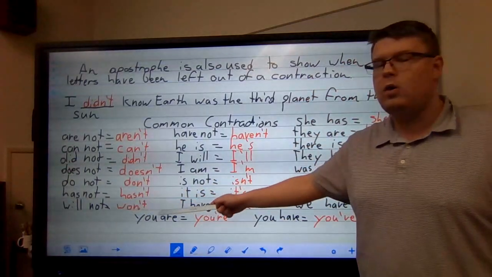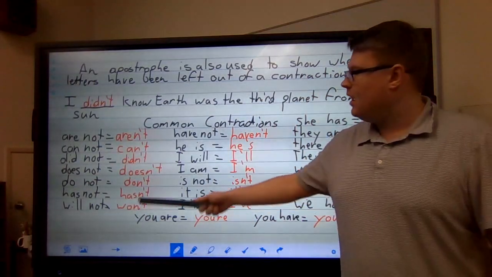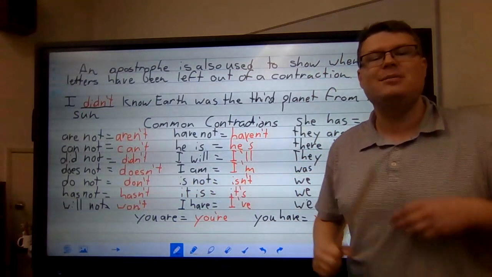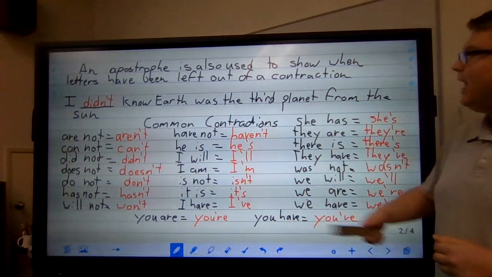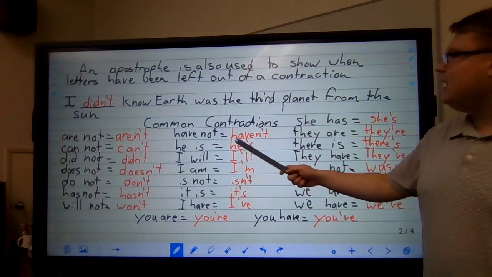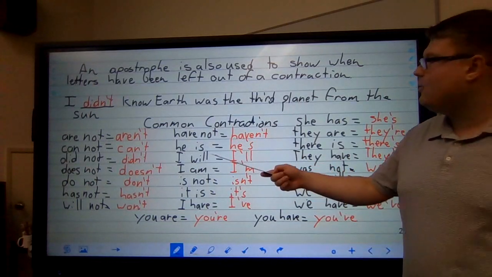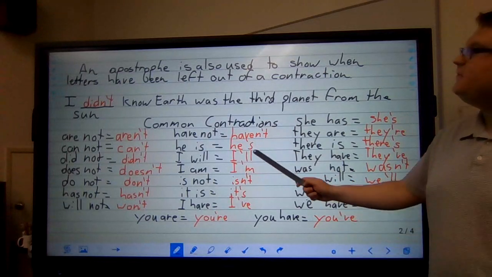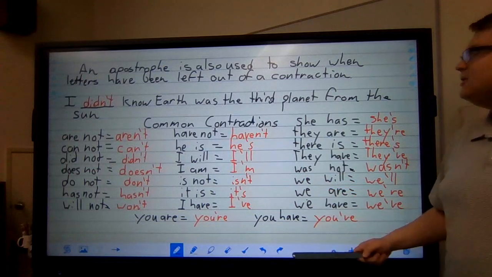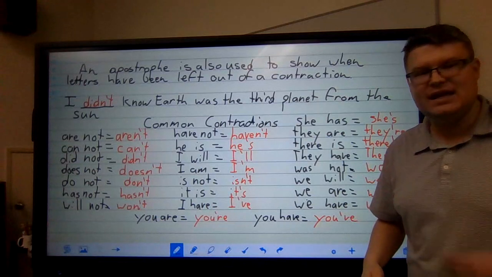Will not becomes won't. You drop the I-L-L and add an O, and it becomes won't. An apostrophe between the N and the T. Have not becomes haven't. Apostrophe between the N and the T. He is becomes he's. Apostrophe between the E and the S. I will becomes I'll. Apostrophe between the I and the L. I am becomes I'm. Apostrophe between the I and the M. Is not becomes isn't. Apostrophe between the N and the T.